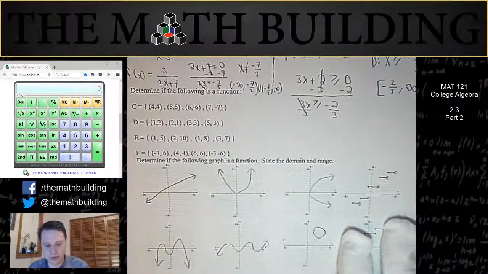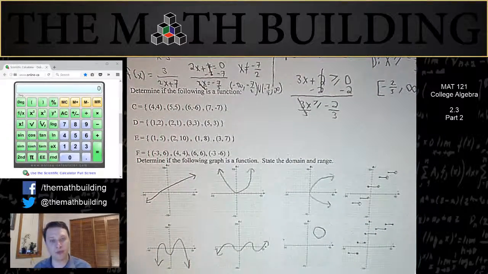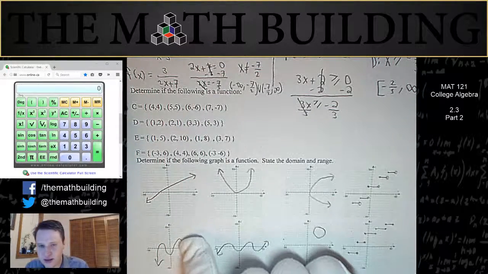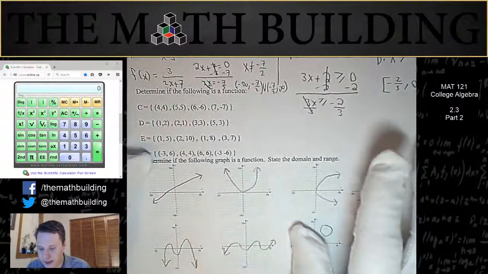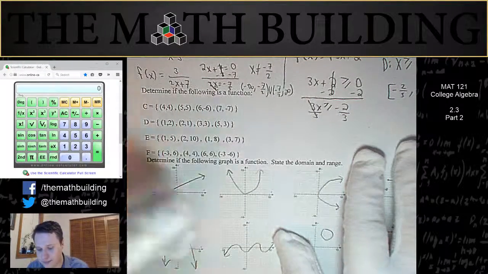So remember, a relation is a group of ordered pairs, and a function is similar. A function takes a group of inputs called the domain, maps them to a group of outputs called the range, but each input can only go to one output. So let's look at this relation right here and determine if it's a function or not.